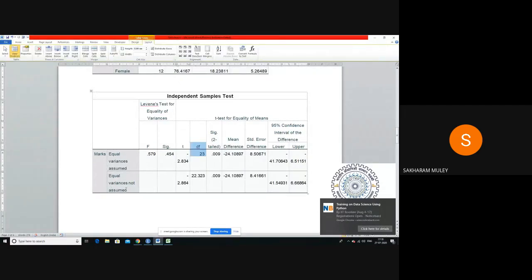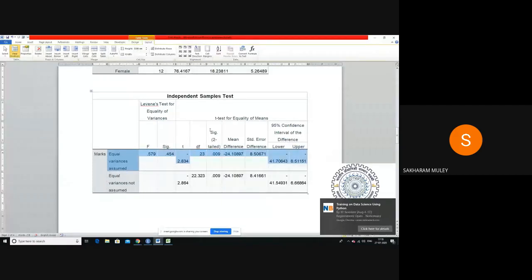But when equal variances are not assumed, then these degrees of freedom are adjusted, and there is a procedure for adjustment of these degrees of freedom. So we will not discuss this particular value, or how it is being adjusted. Our aim is to understand how we can interpret this particular column.